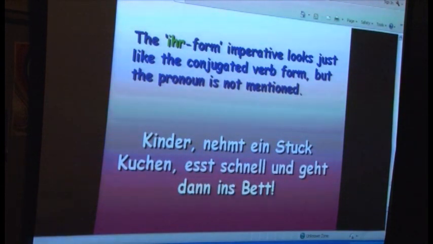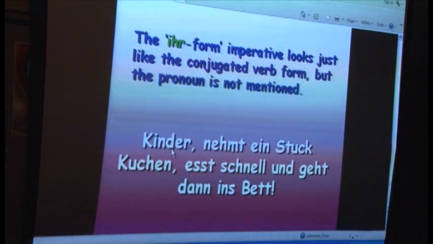Kinder, nehmt ein Stück Kuchen. Stück should have an umlaut here. Stück, yeah? Nehmt ein Stück Kuchen, esst schnell und geht dann ins Bett. See, we're giving 3 commands. What am I telling the kids? Take a piece of cake, eat it fast, and go to bed. Right after a bunch of sugar. That's the best thing to do. Sugar them up and send them to bed. Yeah? 3 commands, and here, because it's plural, the vowels do not change.